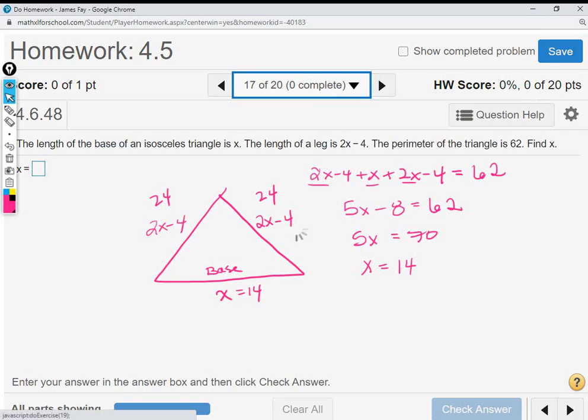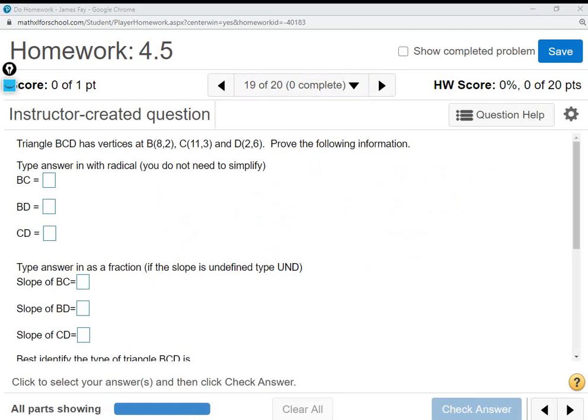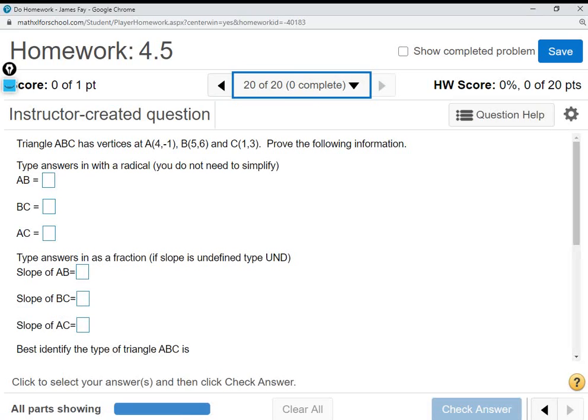19 and, wow, 20. Why is it not loading? Dude, I need a haircut, bro. Now you're 14. Yeah, I think you should go back to 19.